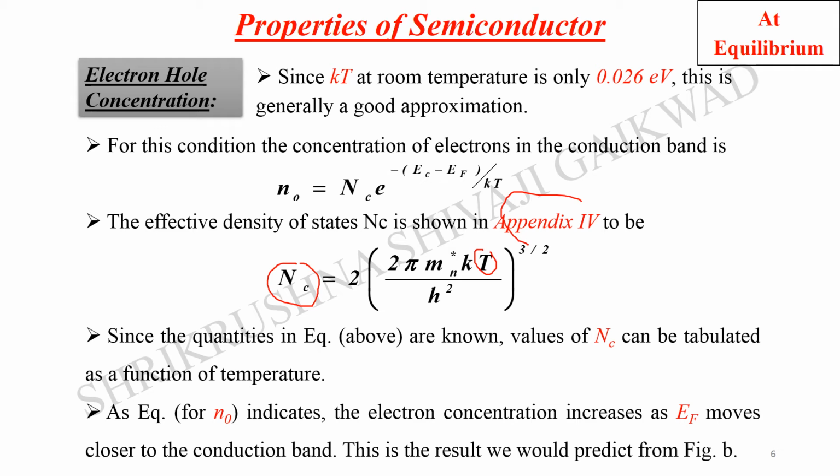The equation for n0, the electron carrier concentration at thermal equilibrium, indicates that the electron concentration increases as E_F moves closer to the conduction band. So n0 will be increasing and p0 will decrease. This is the result we would predict from figure B as well.